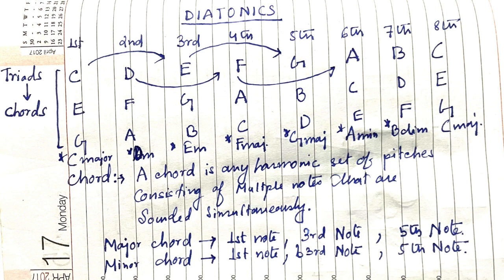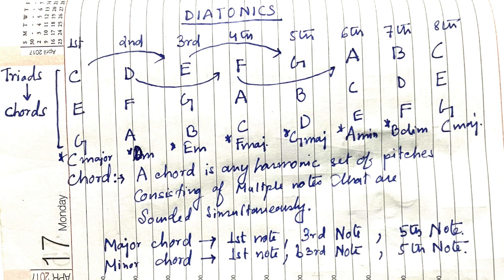Similarly, if you derive the A major scale, you will see that the third note of the A major scale is C sharp. Now here we are playing A, C, E. That means we are flattening the third again. So the third note of the A major scale is C sharp, and here we are playing A, C, E. That means we have an A minor chord.